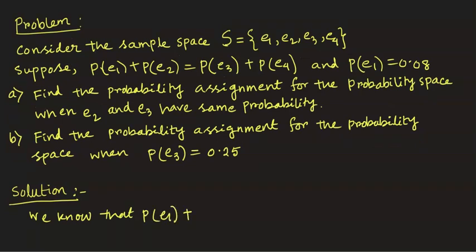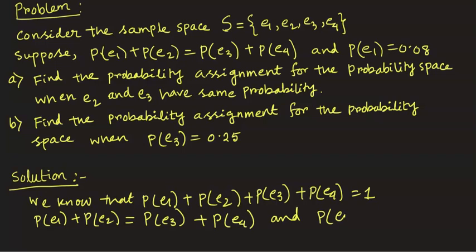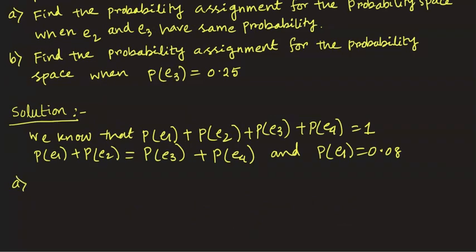We know that probability of E1 plus probability of E2 plus probability of E3 plus probability of E4 is equal to 1. And we are given probability of E1 plus probability of E2 is equal to probability of E3 plus probability of E4, and also probability of E1 is equal to 0.08. In the first question, it is given that probability of E2 and probability of E3 is same. So let this be x.